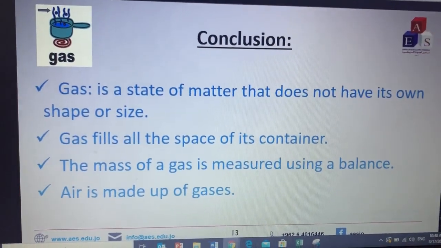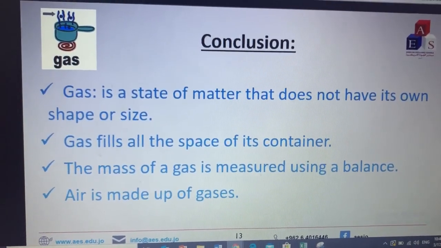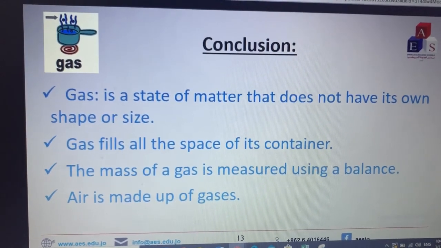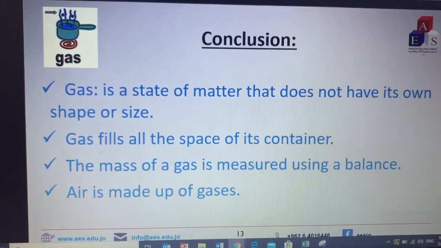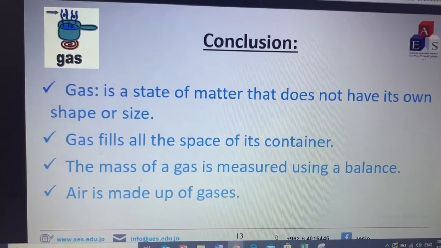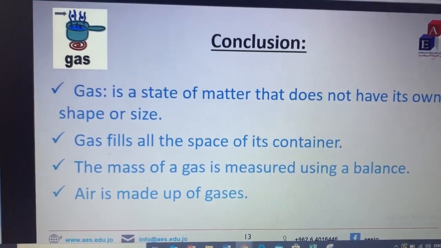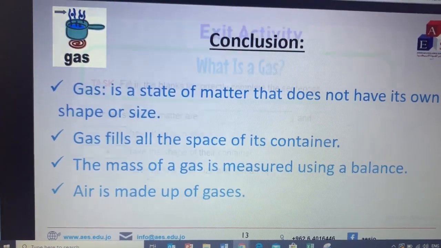A conclusion: gas is a state of matter that does not have its own shape or size. Gas fills all the space of its container. The mass of a gas is measured using a balance. Air is made up of gases.